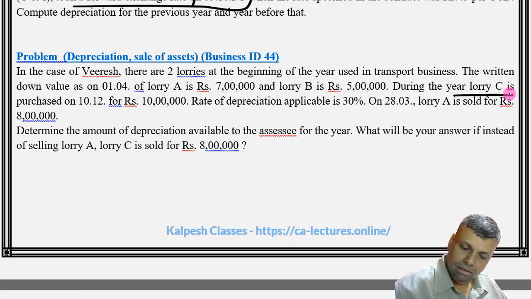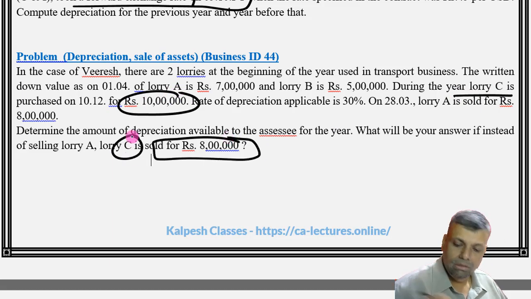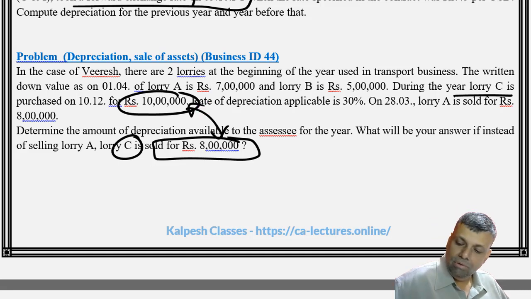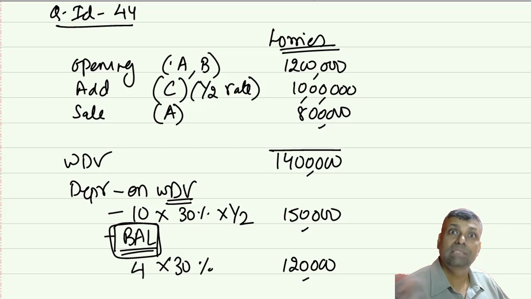Lorry C is purchased for 10 lakhs, and supposing the same lorry has been sold for 8 lakhs. So basically at the end of the year, you will imagine that there is no lorry number C in this particular block, but the cost is already included in that particular block. That means some portion of the cost is already there in that particular block. That could create a confusion. So how do we handle this? Where the same asset has already been sold, and it's a good question because the same asset that we are thinking of is basically the same asset which is again coming in the half rate category. That is a beautiful part of it.